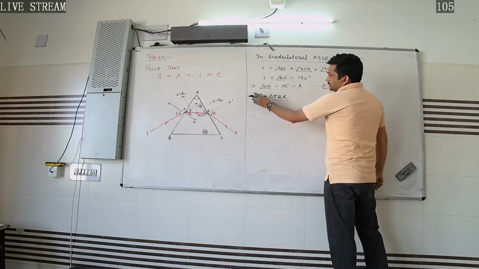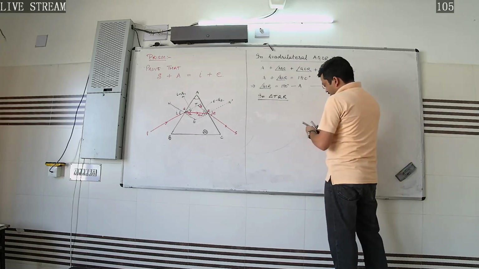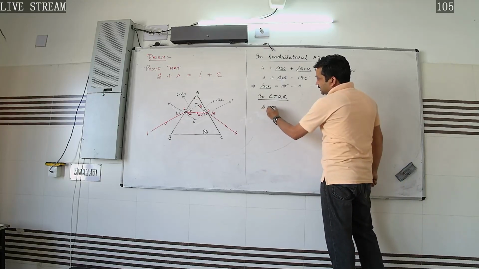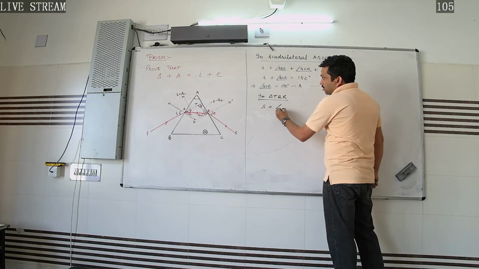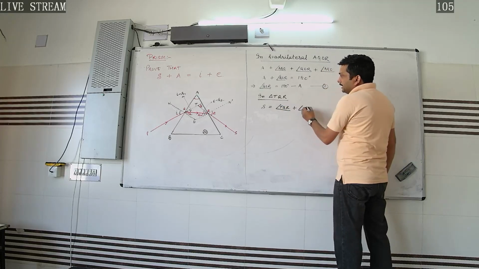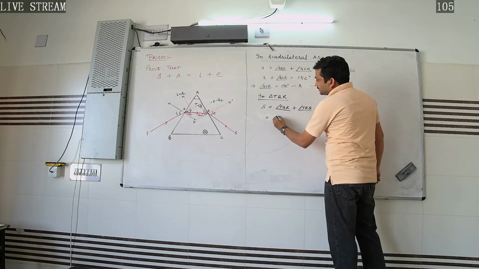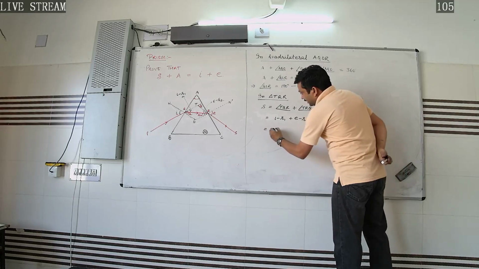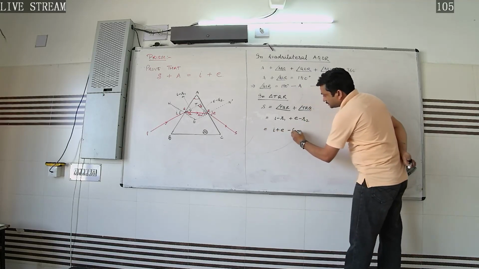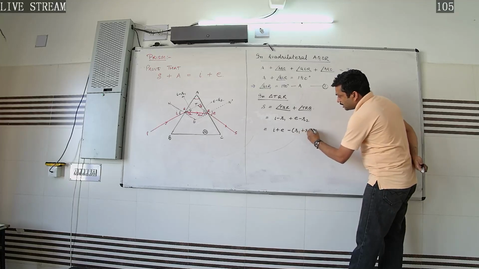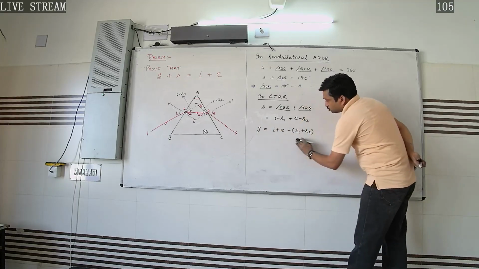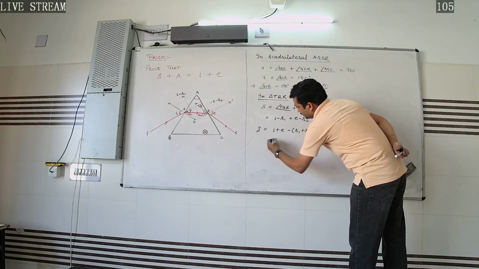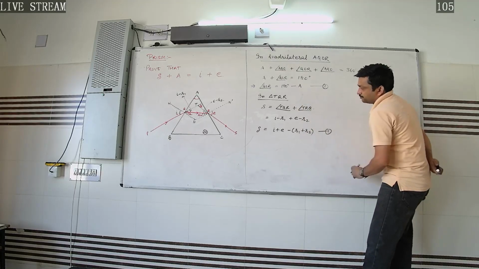So considering this triangle TQR, we have the angle of deviation delta, that is the exterior angle, equal to the sum of two interior opposite angles, that is angle TQR plus angle TRQ. So angle TQR is I minus R1 plus E minus R2, or we can write I plus E minus, taking common, R1 plus R2, and this is delta. Let it be equation number 2.